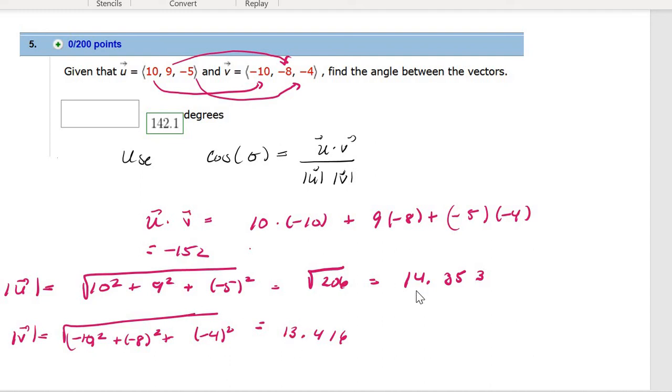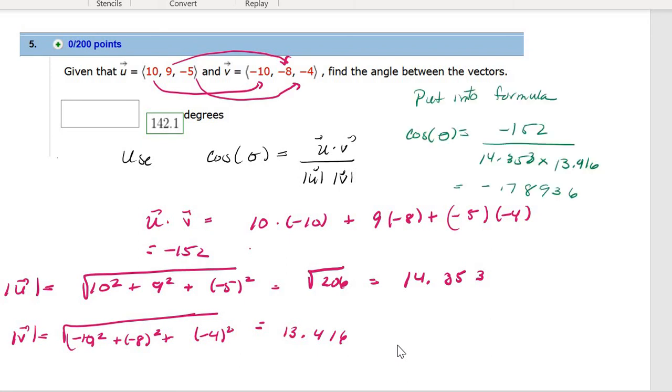So I did the little bit of arithmetic here. If you're going to make a mistake, it's arithmetic. Put parentheses around your negative number so you don't make a minus sign error, like the parentheses around this negative 10 squared. And so I get these awful looking numbers right here for magnitude of u and magnitude of v. Pop everything into the formula, and I get cosine theta is minus 0.78936. To find theta, what you need to do is take the inverse cosine or arc cosine, depending on what kind of calculator you're using. So theta is cosine inverse of this number.